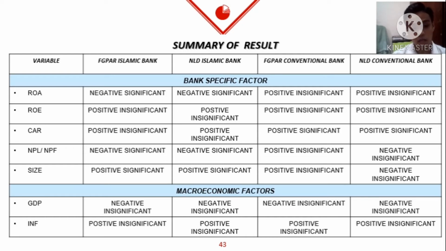We conclude that ROA has negative significance with liquidity risk in Islamic Bank, and NPF, non-performing financing, also has negative significance with liquidity risk in Islamic Bank. Size has positive significance with liquidity risk in Islamic bank, while for the conventional bank, CAR is the only one that shows positive significance with liquidity risk.